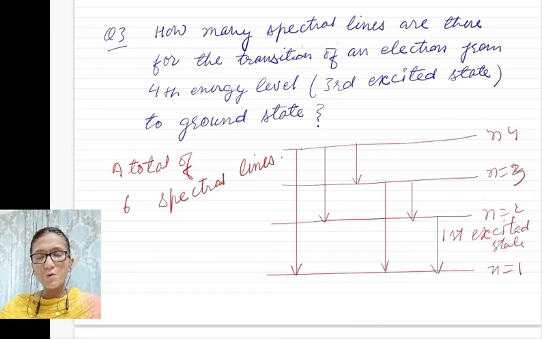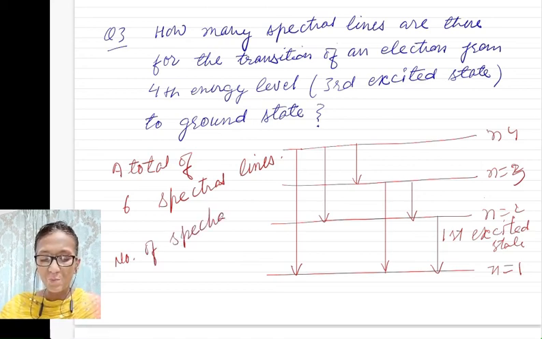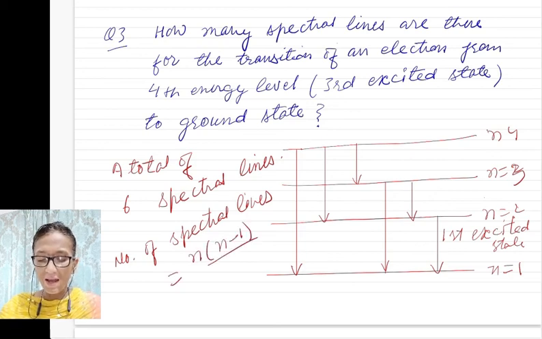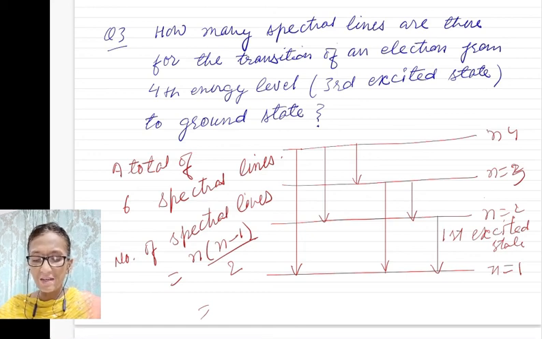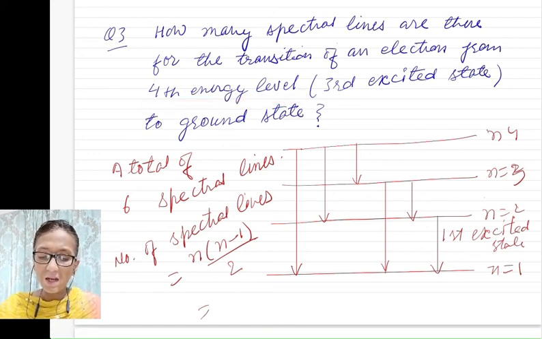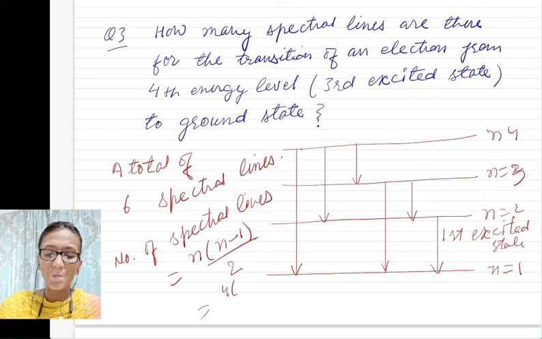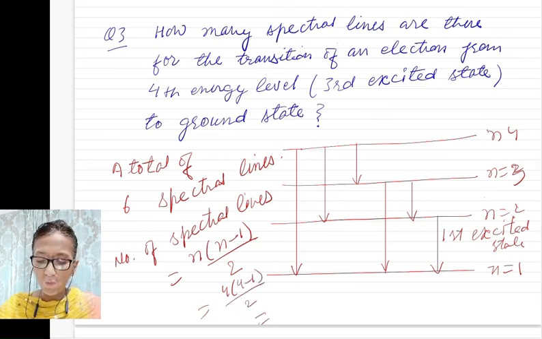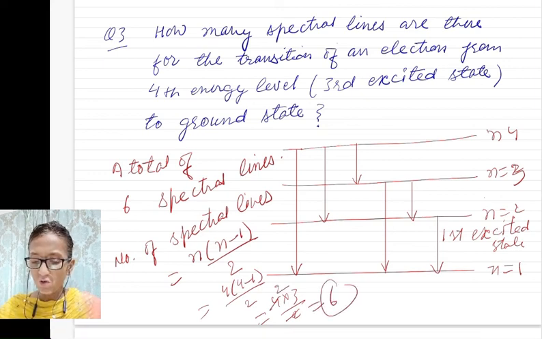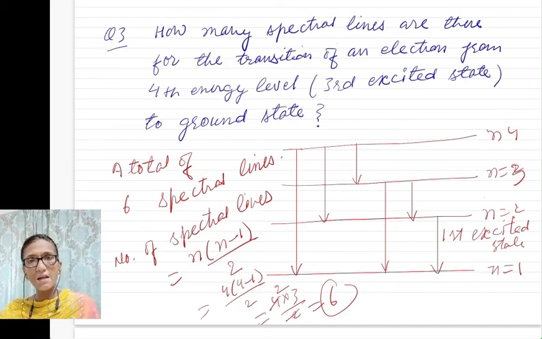One more way to do this question is using formula. Number of spectral lines is equal to n into n minus 1 divided by 2. So n given is 4. It's fourth energy level. So do remember, here you have energy level and not the excited state, so this formula is related to energy level. So 4 into 4 minus 1 divided by 2, this is 4 into 3 by 2, and this also comes 6. So this is how you can solve this kind of question.